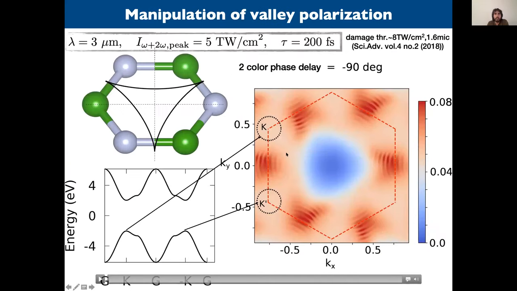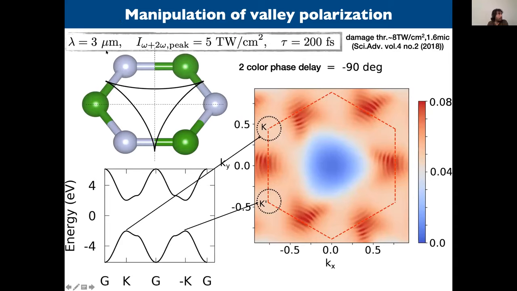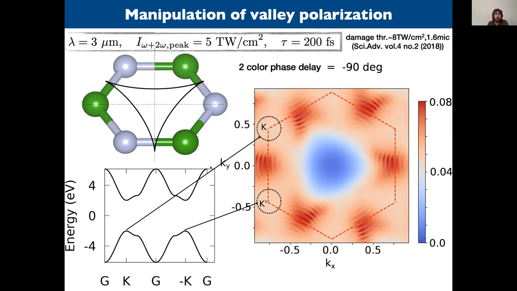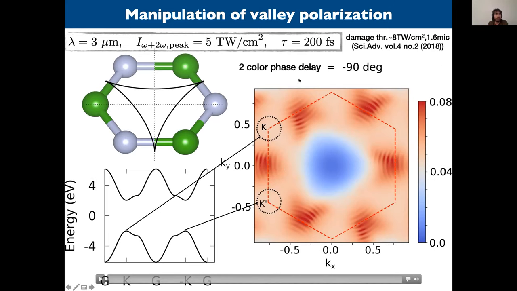So here I show you a movie demonstrating valley manipulation on a few femtosecond timescale. I'm using 3 micron pulses for hexagonal boron nitride, which has a band gap of around 6 eV. On the top, I show the orientation of the field with respect to the lattice. Below, the cycle averaged band structures in the presence of the field, so how these band structures are modified during the field. On the right, I show the electron populations in the first conduction band of hexagonal boron nitride, as would be measured, for example, in ARPES. And this movie will show what happens when we change the time delay between the omega and the two omega pulses, so when we rotate this threefold.